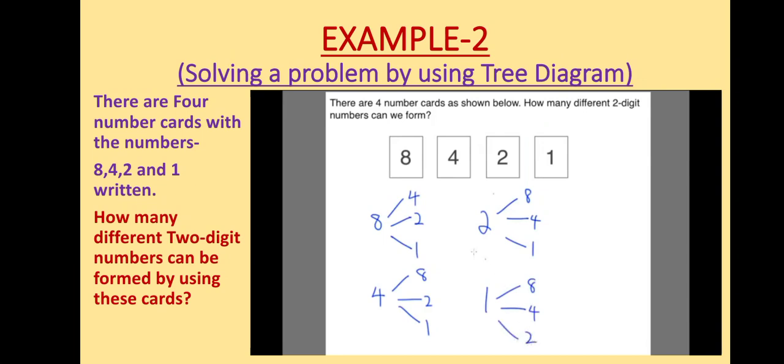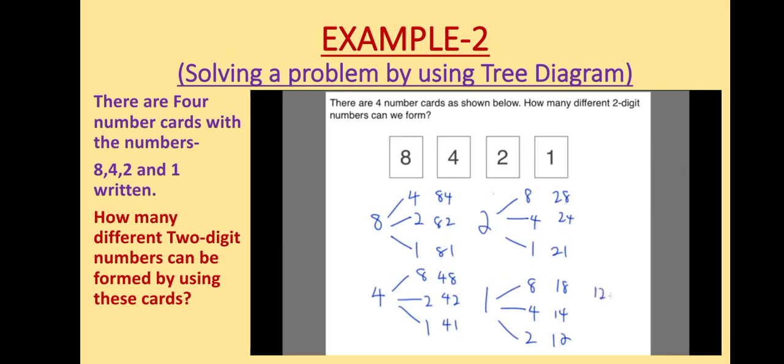So now you have listed out all the options with the help of branching. Now let us see how you can form the two-digit numbers. Forming two-digit numbers will be very easy once you have written all the choices with the help of a tree diagram.